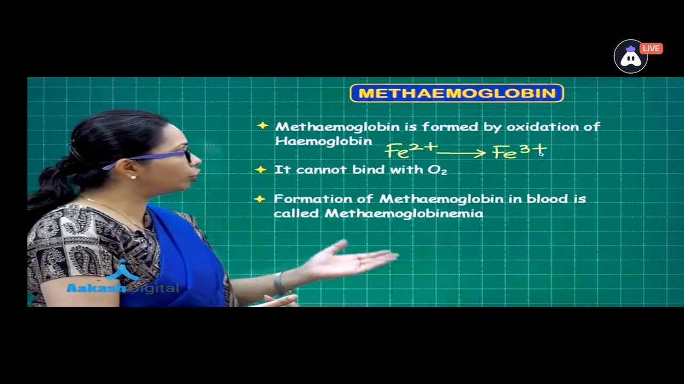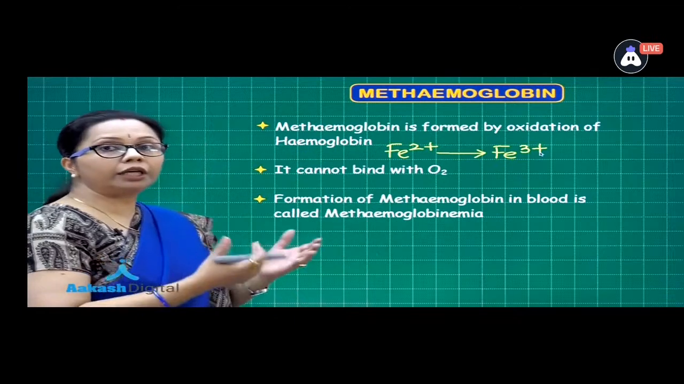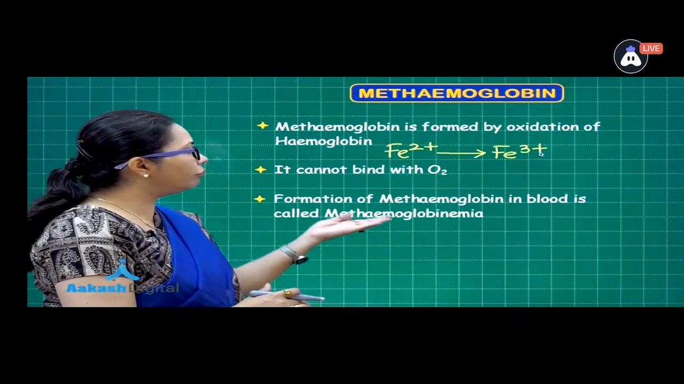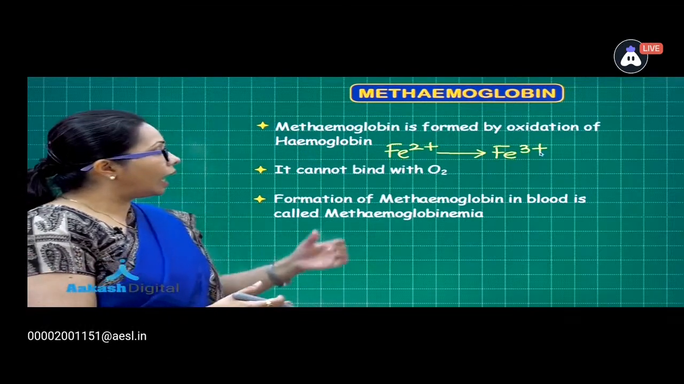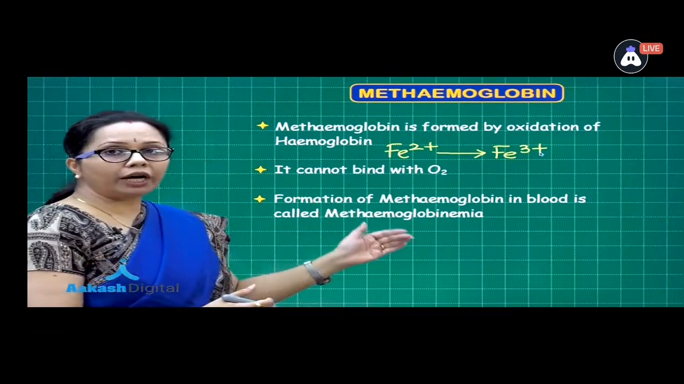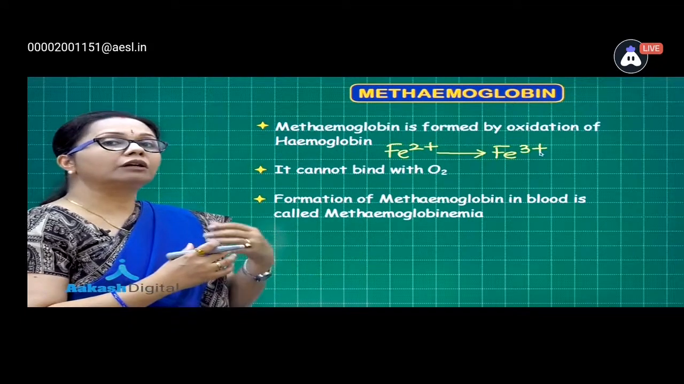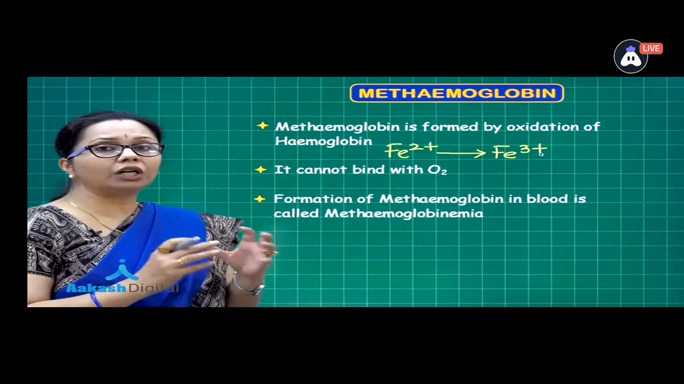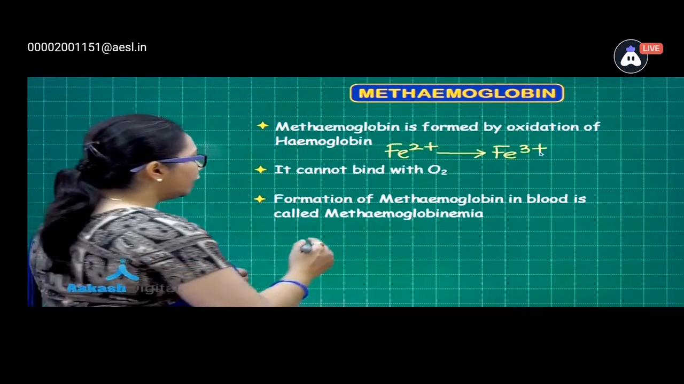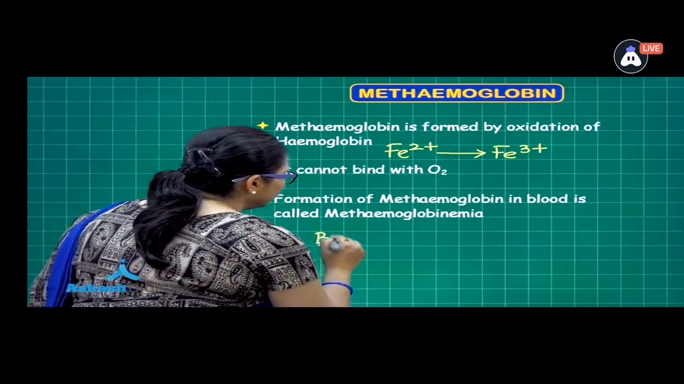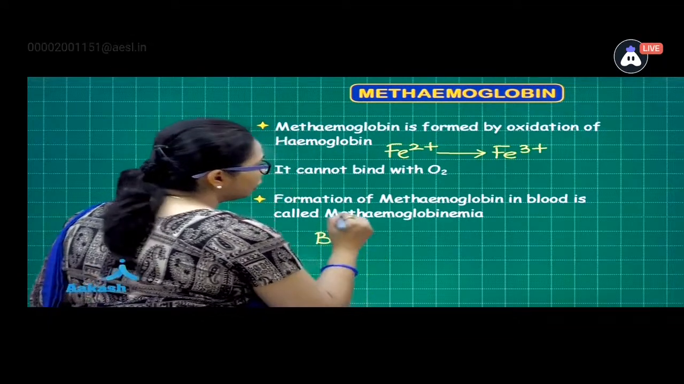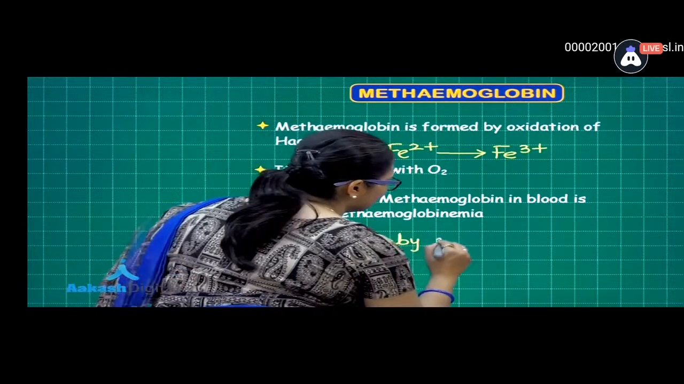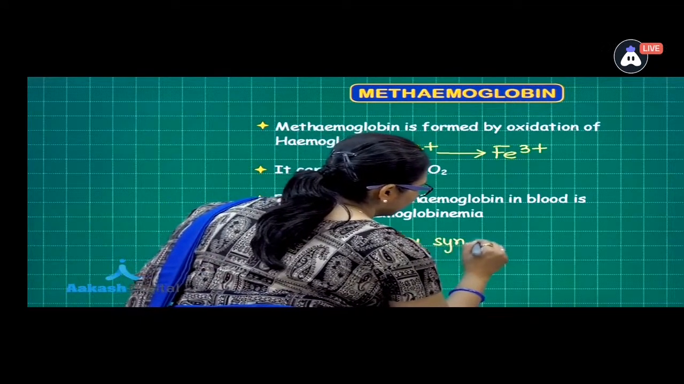And since it is not able to bind with oxygen, certainly there would be lesser supply, and such a condition will be called methemoglobinemia. And if such a thing happens in a child, the body starts getting cyanosis. That means when the tissues do not get sufficient oxygen, they start turning blue, and that is why it is also called blue baby syndrome. So methemoglobinemia is also the reason for blue baby syndrome.